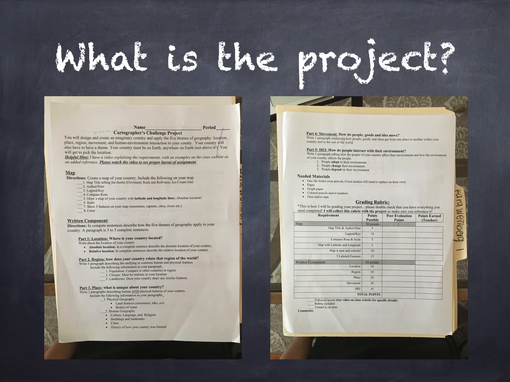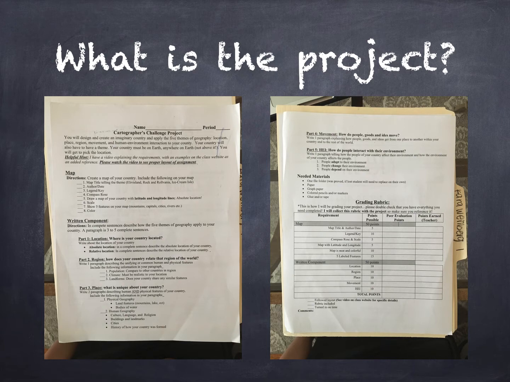Then you have your written component, and there are 5 parts to your written component, and each of those parts is one of the 5 themes of geography. Some you have to write 1 paragraph, some you have to write 2 paragraphs, but no matter how many paragraphs you have to write, it needs to be 3 to 5 sentences per theme. So you're going to separate it out, and you'll see my picture of it. You're going to write location, and then you're going to write 3 to 5 sentences about the absolute and relative location of your country.